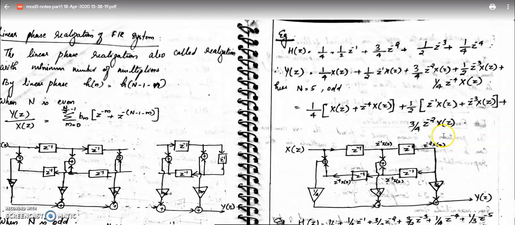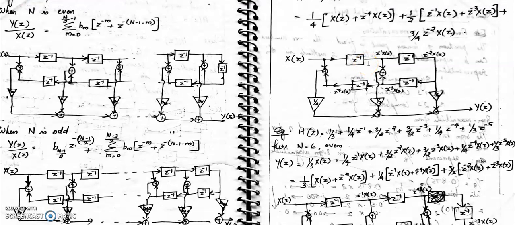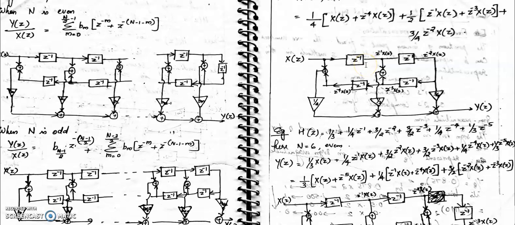Okay. Now we can implement it using the structure. For that, how many delay elements do you require here? 4. Okay. Z raised to minus 1, 1, 2, 3, 4. First you have to draw all the 4. You have to draw them symmetrically, like 2 up and 2 down, we can draw the z inverse. Okay, so when x of z passes through this z inverse, what do we get? z inverse x of z.